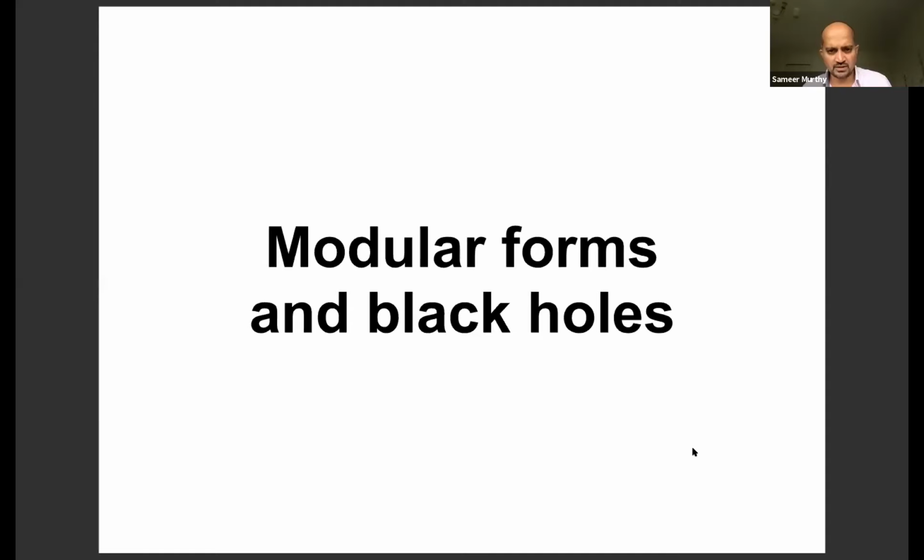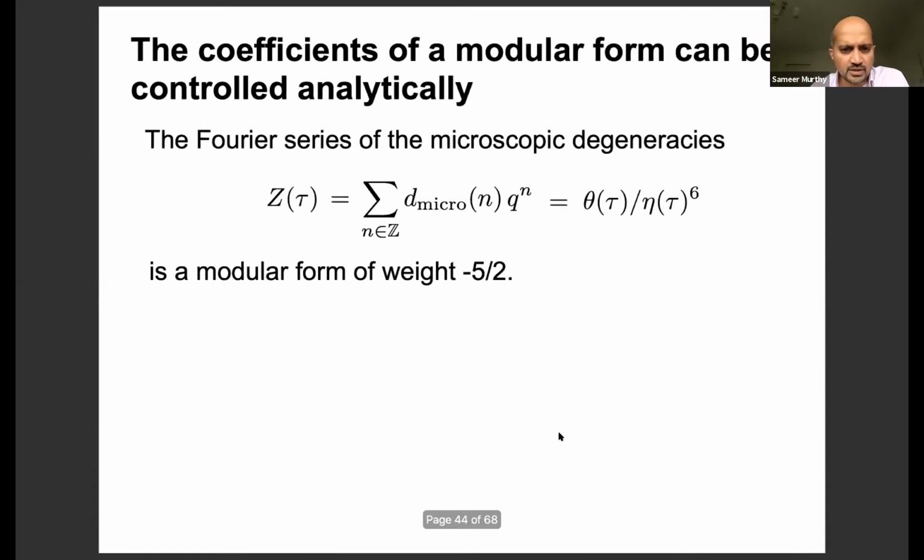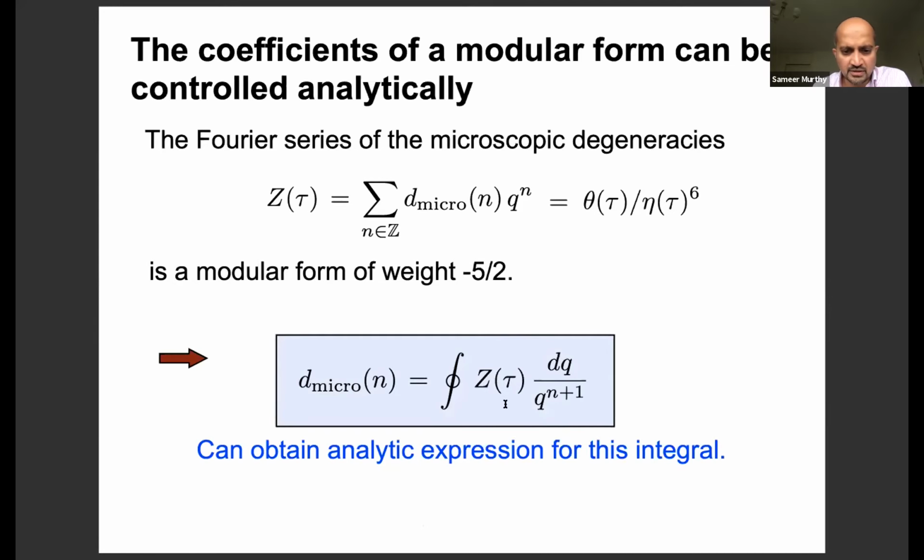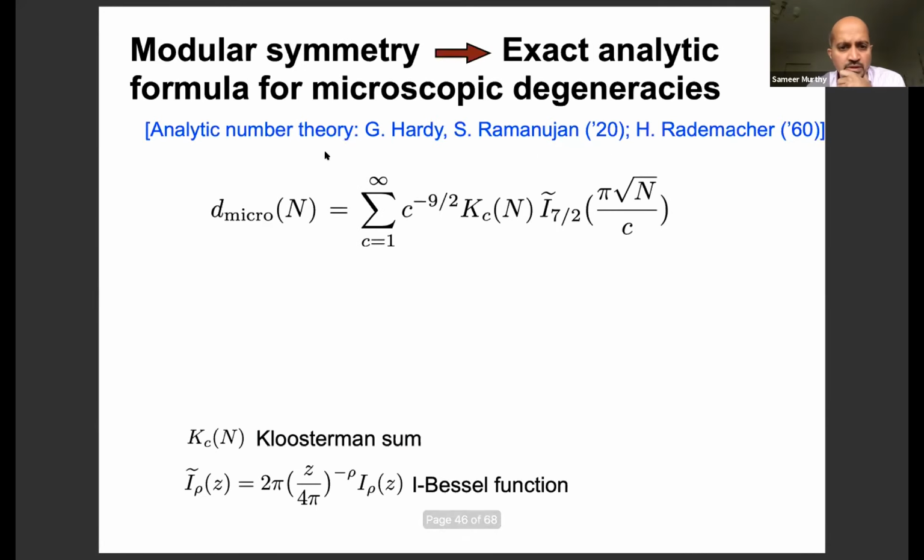Okay, so that's again a very brief idea of what the methods are. So in our case, you have some modular form of weight minus 1/2. You can obtain, as I said, an analytic expression for this integral. It looks like this. You have an infinite sum over Bessel functions. You saw why there are Bessel functions. And this K_c is called a Kloosterman sum. It's some sum over phases.